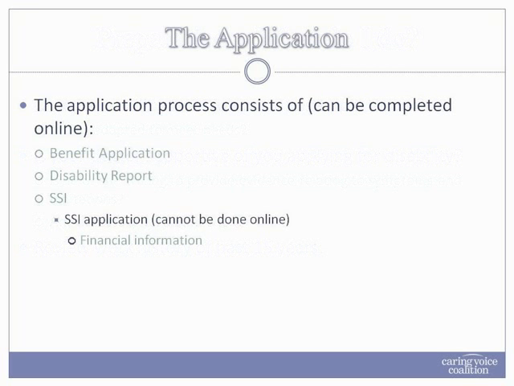The application process consists of the actual benefit application, which can be completed online, and the disability report that I mentioned. The SSI application cannot be done online. It can be printed, or you can request that it be mailed to you. They will ask for your financial information, so that's something you'll need to provide.